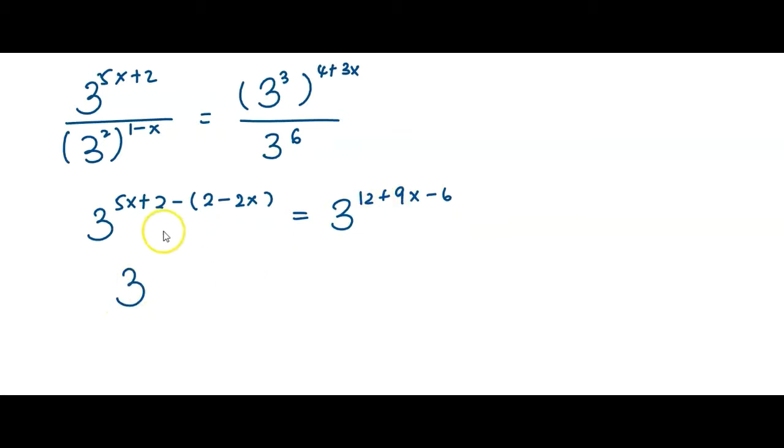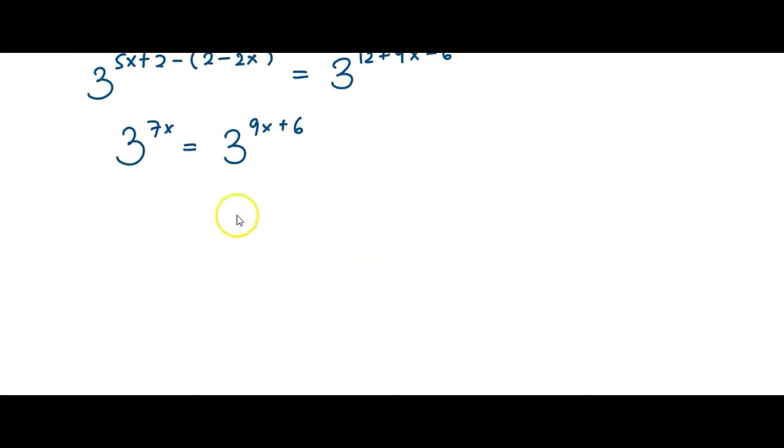After that, simplify the power. I got 5x plus 2x, that is 7x. 2 minus 2 will be 0. And on the right-hand side, I got 9x plus 6. Now you can see that we have simplified our equation to this, both having the same base. Then we can solve for x by comparing the power, or we equate the power. That is 7x equals 9x plus 6.